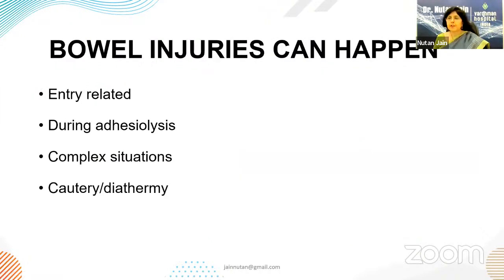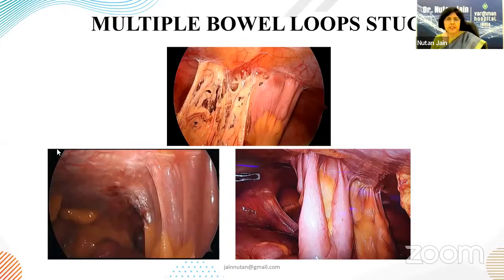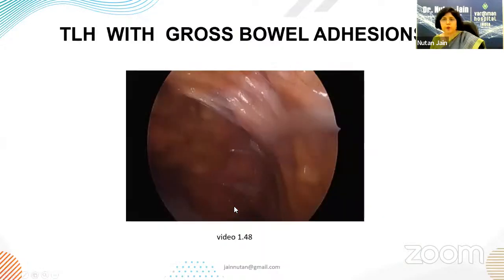coagulating. So now just to go in a stepwise manner, bowel injuries can happen in an entry-related manner, and I'm quite happy that most of the speakers spoke in reference to Palmer's point to avoid the entry-related complications. During adhesiolysis, as we'll be showing you, more complex situations, complex TLH, and lastly, cautery diaphragm, but this is not the concern today. These are the cases which we routinely enter by Palmer's point because these adhesions are in the center, and Palmer's point being far lateral avoids them.